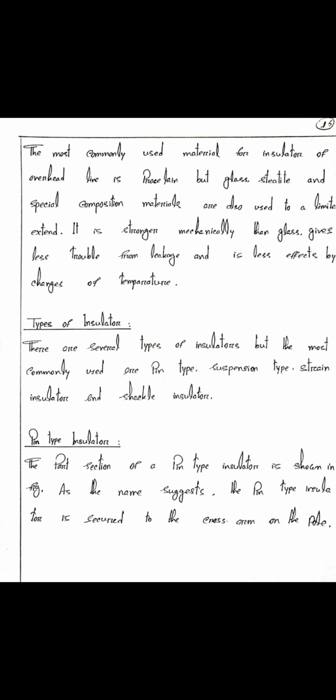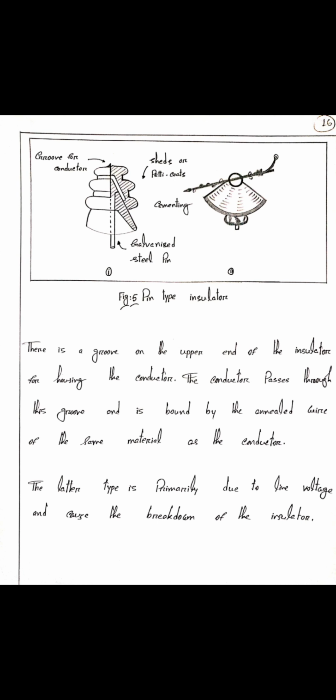Types of insulator. There are 7 types of insulator, but the most commonly used are pin type, suspension type, strain insulator, and shackle insulator. Pin type insulator. Here is the pin type insulator description. The pin insulator has a groove for the conductor and shapes or petticoats.